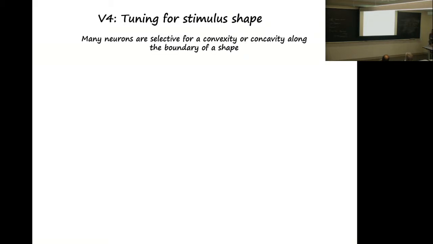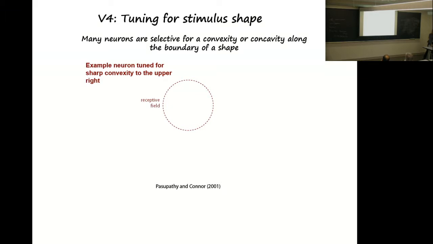Okay, all right, so the starting point for all of the stuff that I'll tell you about today is a demonstration many, many years ago when I was a grad student in Ed Connor's lab, who's sitting front and center here, that neurons in area V4 are tuned for stimulation. What I mean by this is many neurons in area V4 are selective to convexities and concavities along the boundary of the shape. So let's say you have a receptive field of a V4 neuron, and this is a neuron that's sensitive to sharp convexities pointing to the upper right, then such a neuron would respond strongly to stimuli that have that feature.